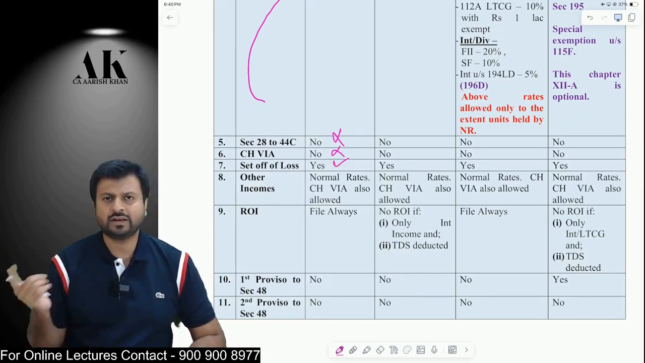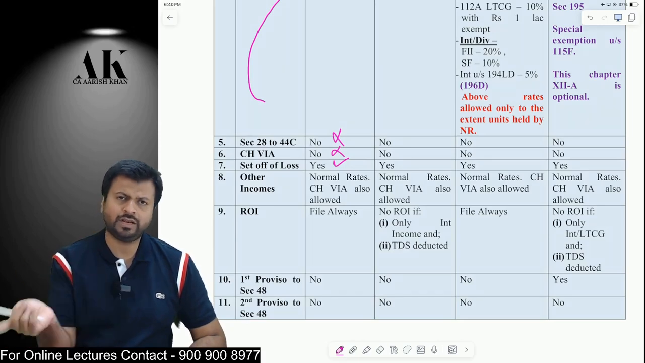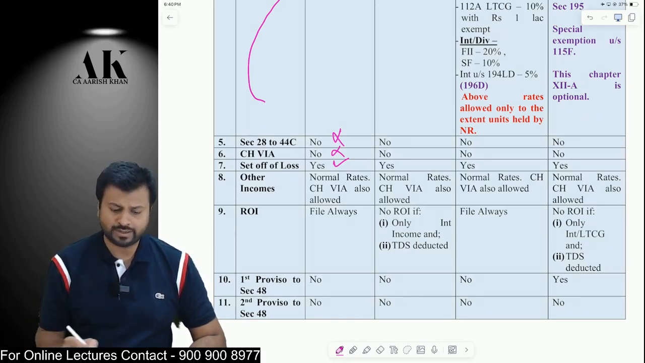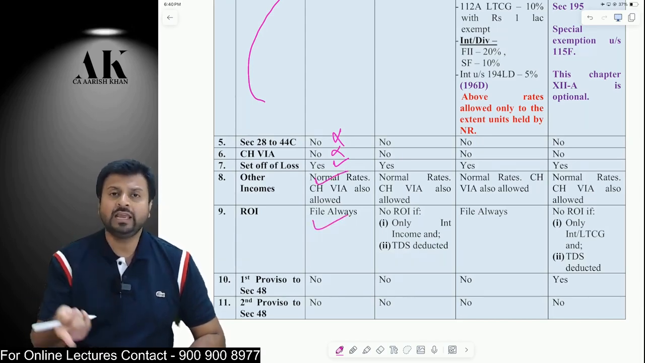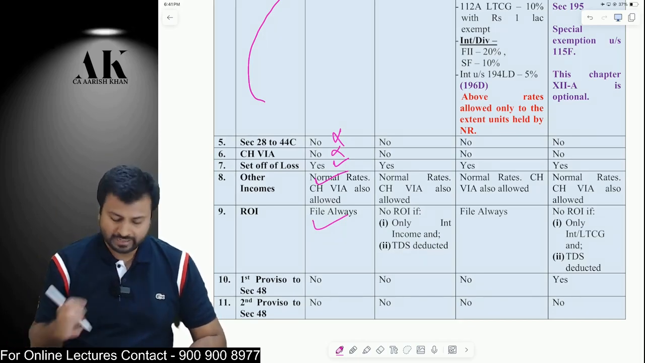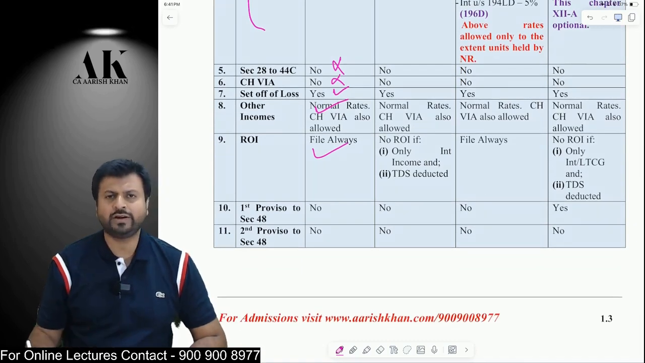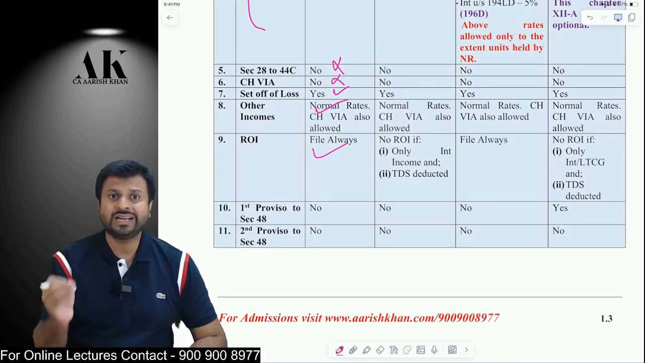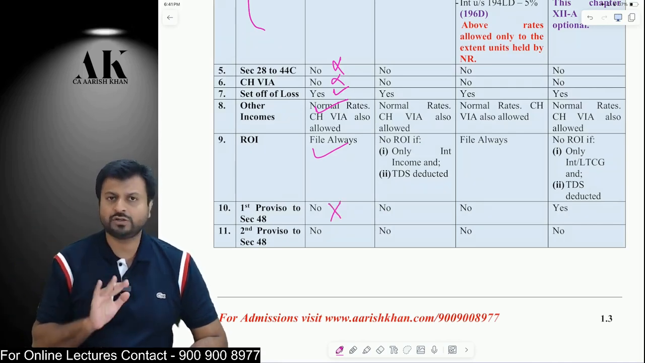Loss, if there is some other loss, long-term capital loss, short-term capital loss, that you can set off against this particular capital gains. Other income will be charged at normal rate. ROI you have to always file. Even if you only earn this income, then also ROI is supposed to be always filed. And whether first proviso and second proviso to 48 is applicable. First of all, sir, tell us what is first proviso and second proviso to 48. First proviso to 48 talks about TTBR, TTSR, all those things. Do you remember that? So here, no first proviso to 48 will be applicable.